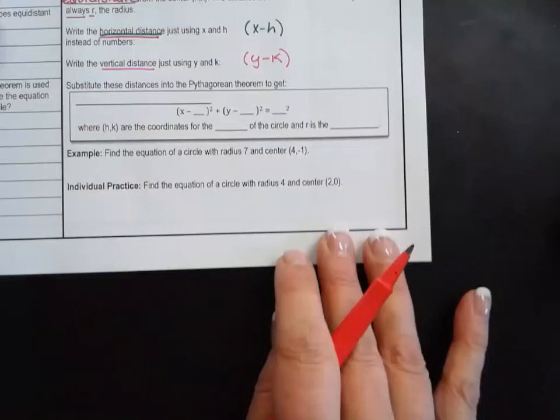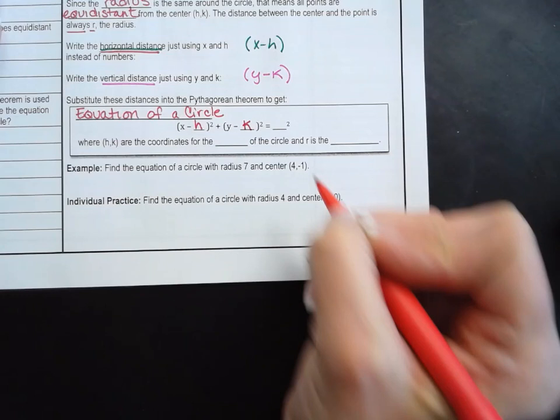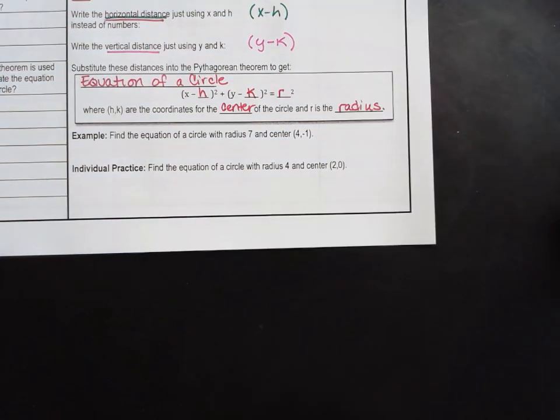And so that means that our equation of a circle is going to be x minus h squared plus y minus k squared, and that's equal to r squared. Okay? So the only thing you need to know to be able to write the equation of the circle is the center point and your radius. So the center and radius. Okay? Good so far?